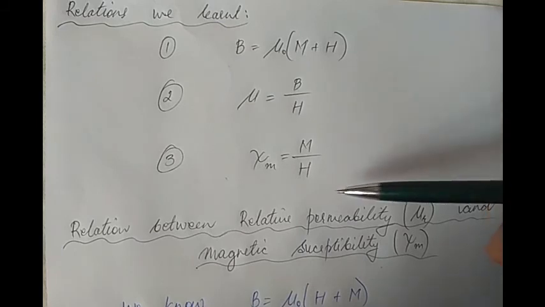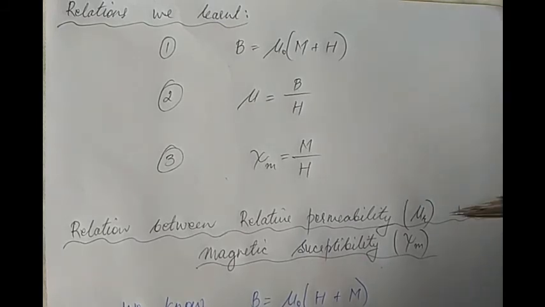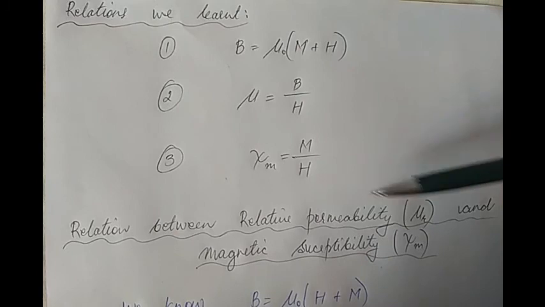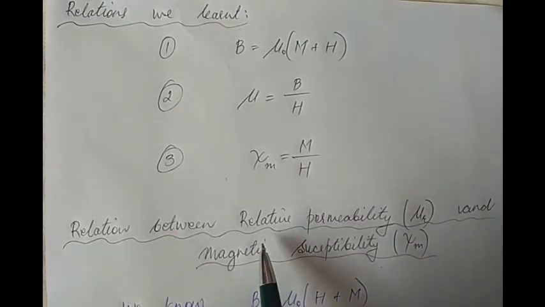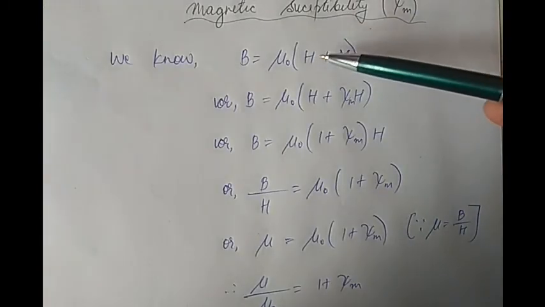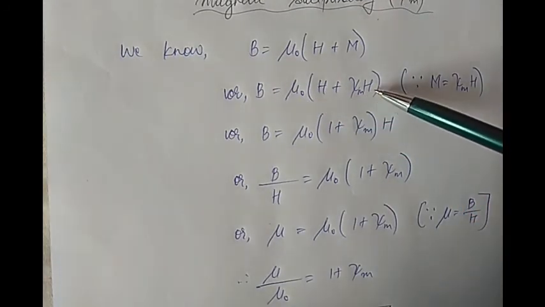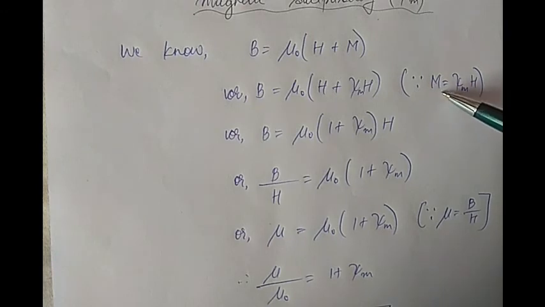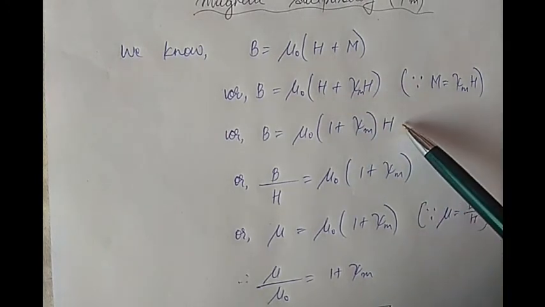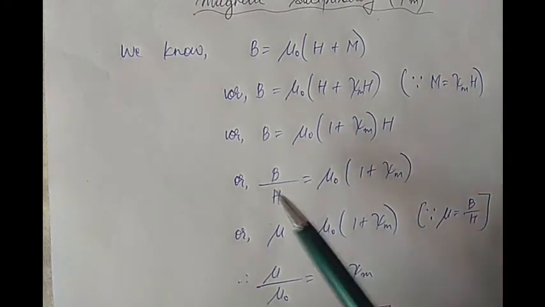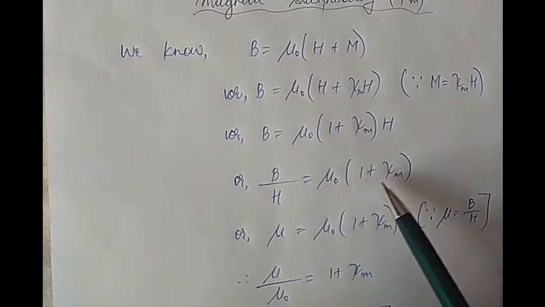So these are the three important relations that we've learned here. Now we'll be using all of these three relations to find the relation between relative permeability mu r and the magnetic susceptibility psi m. So we've seen that B is mu naught into (H plus M), which can be rewritten as mu naught into (H plus psi m into H), because intensity of magnetization M is equal to psi m into H from the definition of susceptibility. So taking H common, we can write this. Now we take H to the other side, so B by H is mu naught into (1 plus psi m).